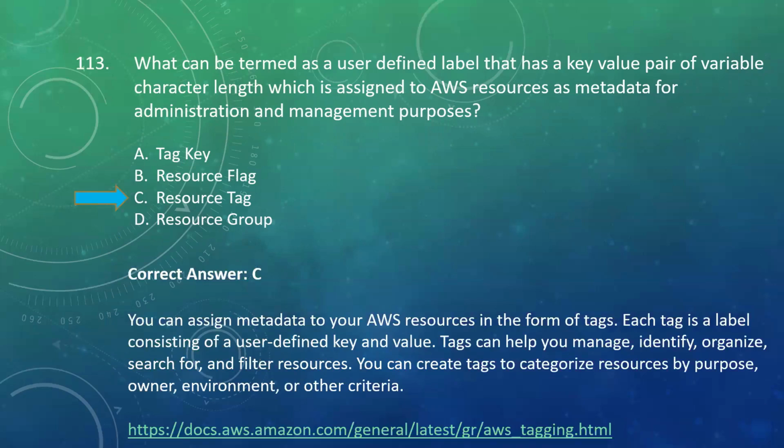You can assign metadata to your AWS resources in the form of tags. Each tag is a label consisting of a user-defined key and value. Tags can help you manage, identify, organize, search for, and filter resources. You can create tags to categorize resources by purpose, owner, environment, or any other criteria which you would want to use.